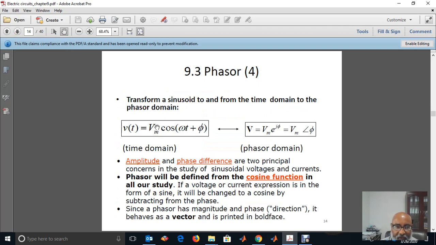Okay, so if I have any voltage v of t equals Vm cos of omega t plus phi, we write it in phasor form. In phasor form, we write it as Vm e raised to j phi. This is the phasor form or the polar form. Phasor form means frequency domain, and this is time domain. Okay, this is the time domain representation, and this is the phasor domain or frequency domain. In the phasor domain, we have the amplitude and the phase angle phi.